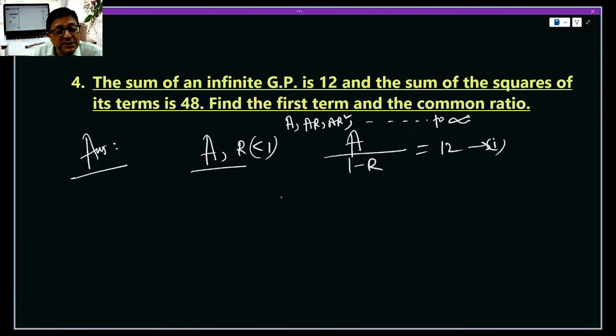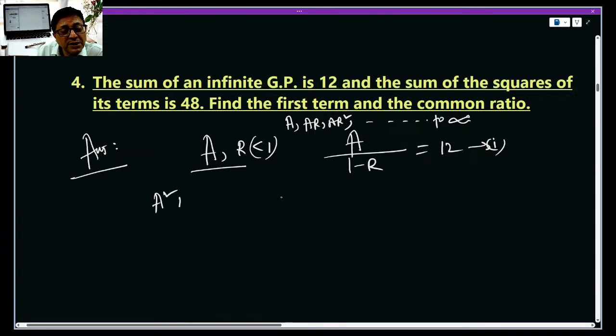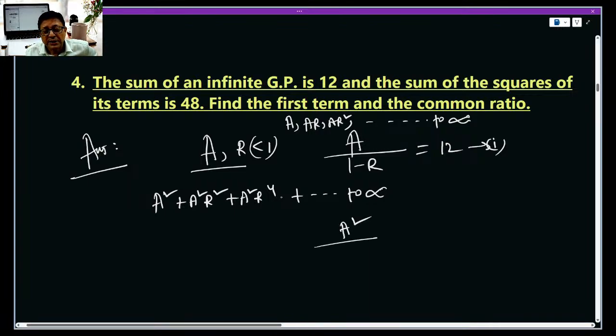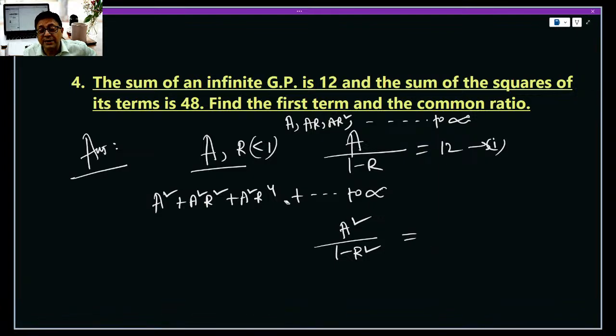Sum of the squares. Sum of the squares is what? A square, A square R square up to infinity. What is the sum of this progression? A square by 1 minus R square. This is equal to what? This is 12. Am I correct? This is 12, no, sorry. This is 48. It's given, this is 48.